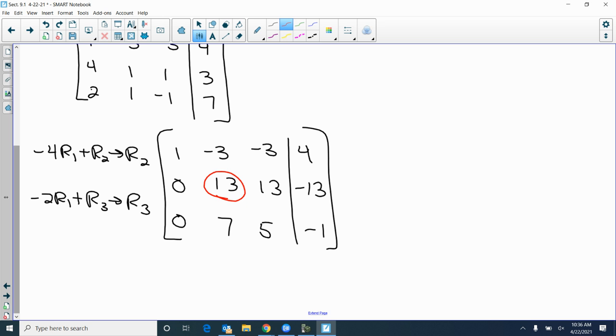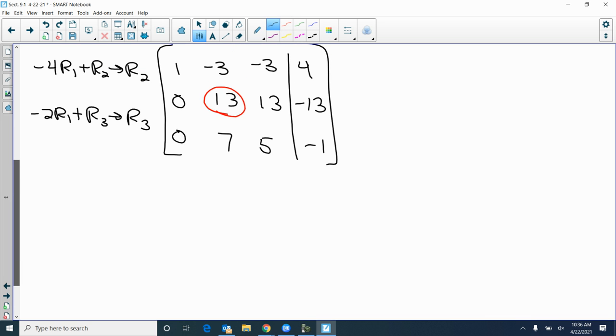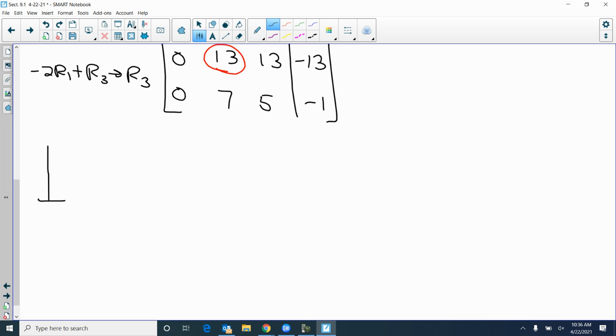When you're making things 0, you add. When you're making things a 1, you multiply. What times 13 gives you 1? 1 over 13. So I'm going to take 1 over 13 times row 2.